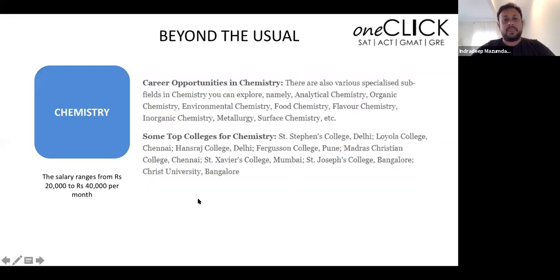Okay, moving on. Career opportunities in chemistry, again, a very similar sort of salary range as before. St. Stephen's College, really good. Loyola, good. Hansraj, good. St. Joseph's College in Bangalore and Christ University, I think they're pretty good programs for chemistry. You can focus on any of these following fields that you see over there: analytical chemistry, organic, inorganic, environmental, food, flavor, metallurgy, and surface. So just to give you a brief understanding of what they actually mean.